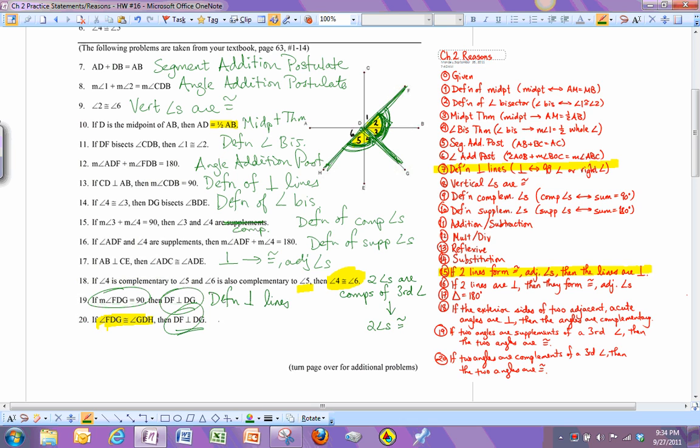So let's abbreviate this one. Two lines form congruent adjacent angles. That gives us perpendicular lines. Okay, so that's the end of this page. Find the one for number 21.